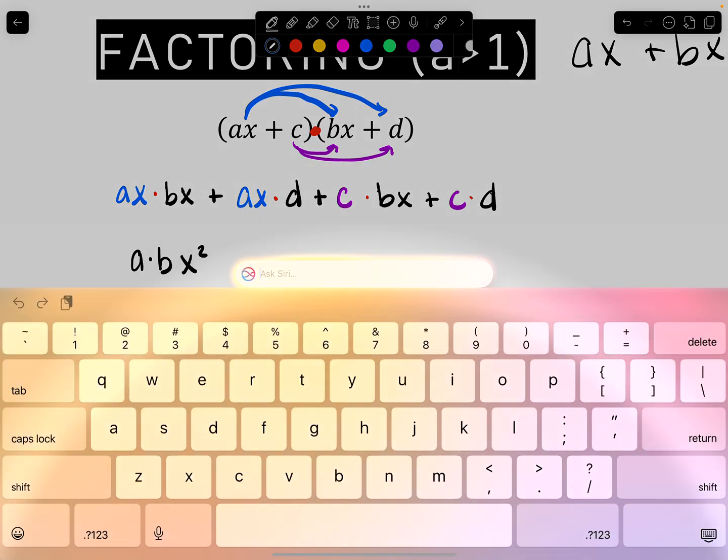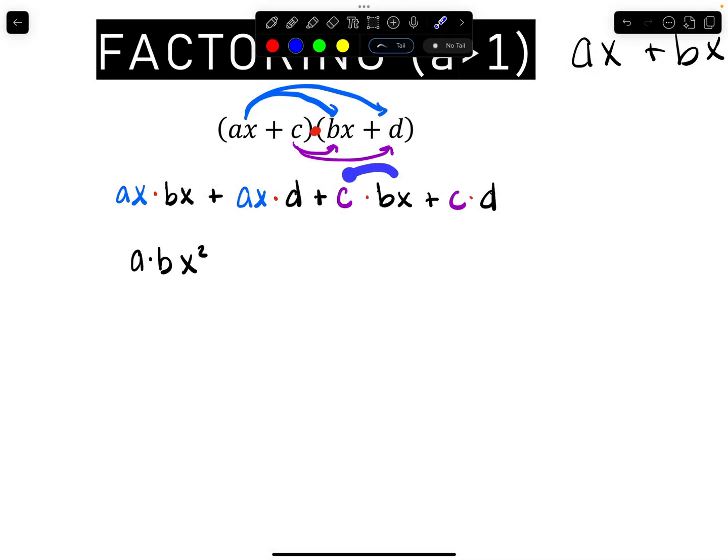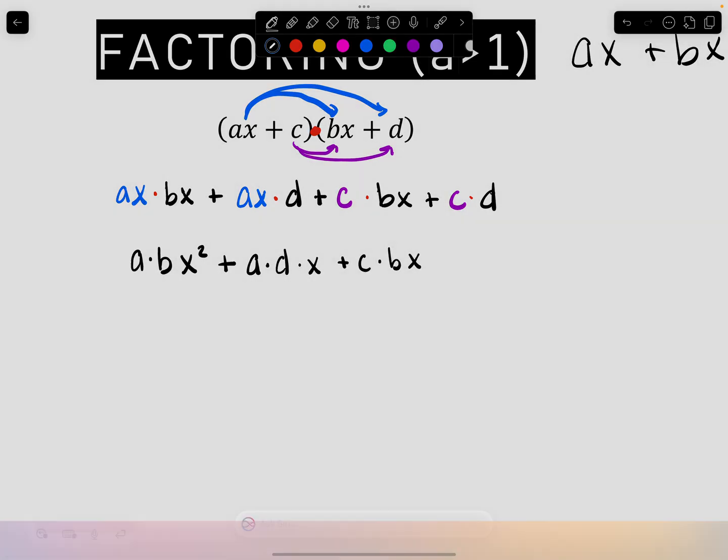Here, we can rewrite these guys. So I like c times bx because that's just a number times x, right? This guy looks a little weird though, so I'm going to rewrite it. I know I can multiply things in whatever order I want to. That's one of our properties of equality. So I'm going to rewrite that as a times d times x, and then keep it as c times b times x, and then c times d.